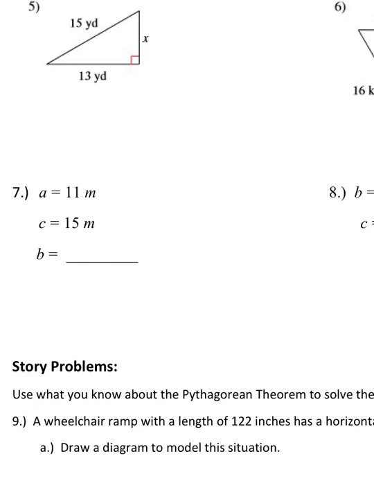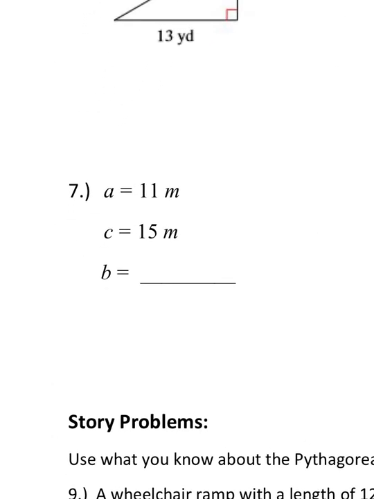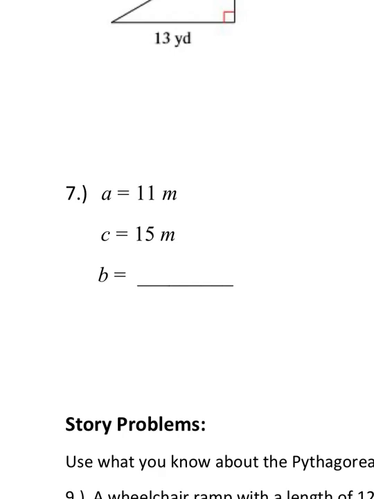Don't be confused just because there's not a triangle there. So I think that might be what confuses people with this kind of question. But all they're saying is find this missing side. So remember, A and B are the legs. So this is a leg, and this is a leg. C is the hypotenuse, which is the long side.